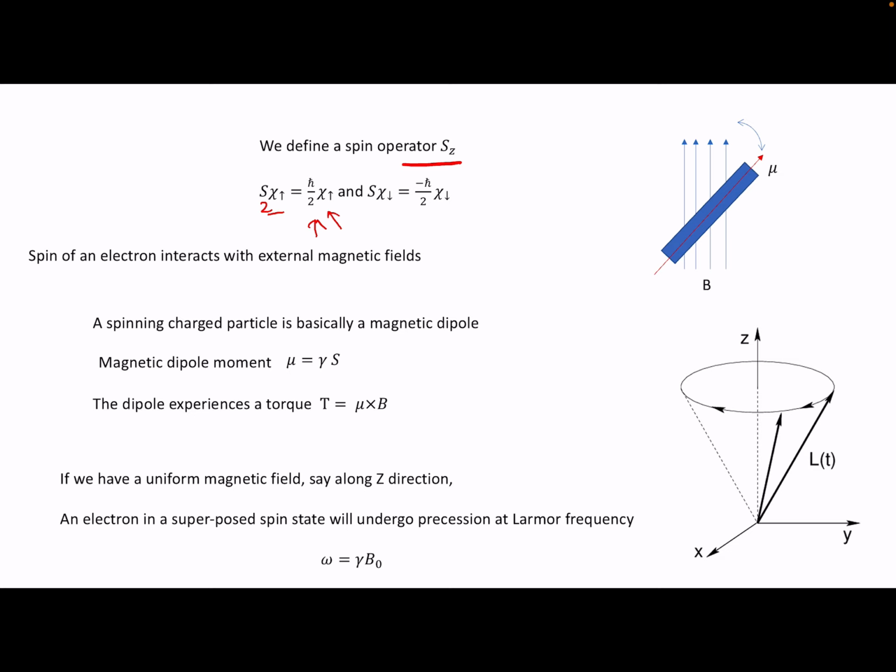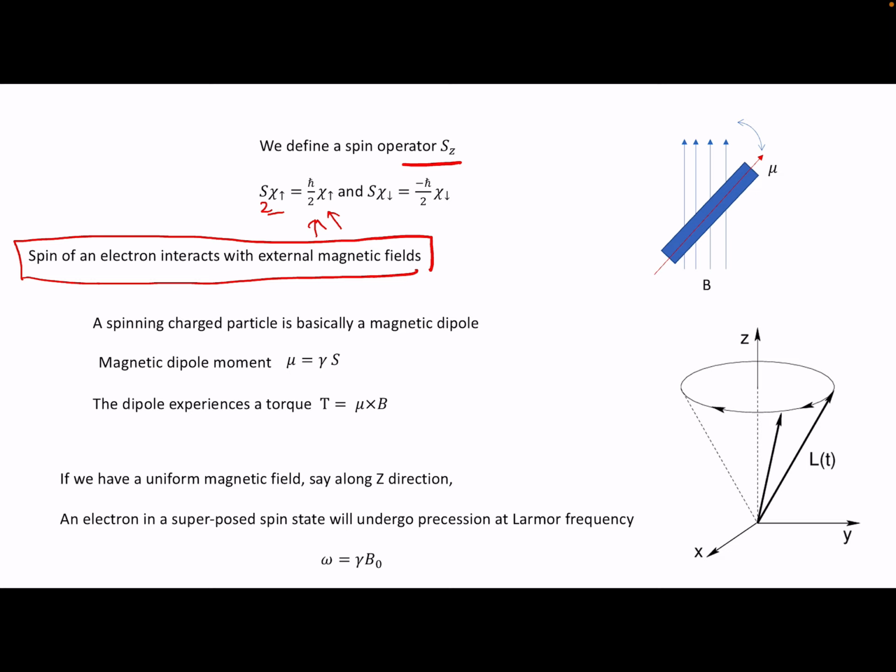Now, how does the spin interact with any other external fields? Spin does not obviously talk to the electric field. Spin talks only to the external magnetic field. So basically you can access the spin quantum number or spin degree of freedom in an electron by applying an external magnetic field.